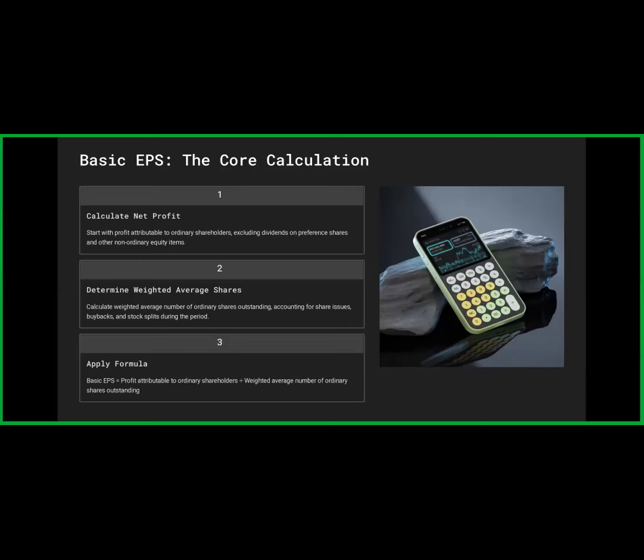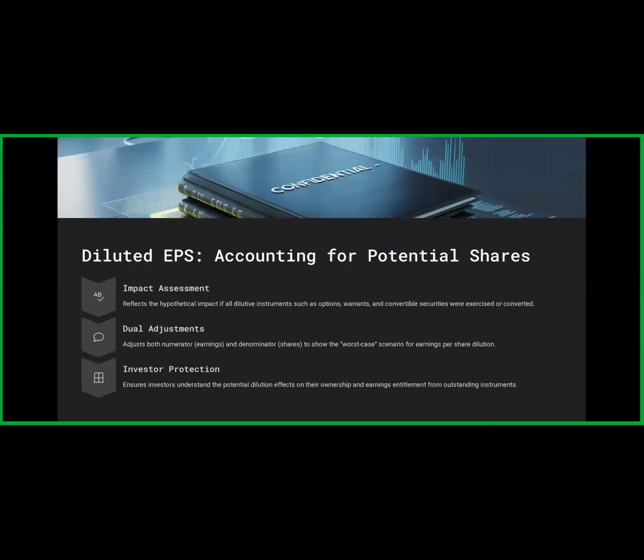Okay, first we determine the weighted average shares, that means the number of shares which the company sells into the market, and then we apply the EPS formula, that is the net profit divided by the number of shares. Here the formula is given: basic EPS is equal to profit attributable to ordinary shareholders divided by the weighted average number of ordinary shares outstanding. So that means the net profit divided by the number of shares. This is the simple formula for EPS.